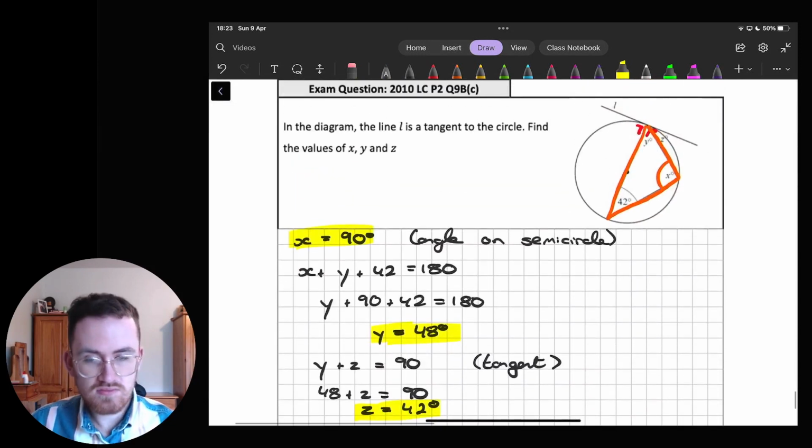So really it's just making sure that you're happy with those rules and that you can use them and state the rule that you're using as well, as we've done there. So writing down what each rule is, where it's coming from, and how that is clear to you. So knowing there that x was 90, that's because of the one that we call angle on a semicircle. So make sure you're always listing those rules out when you're using them.